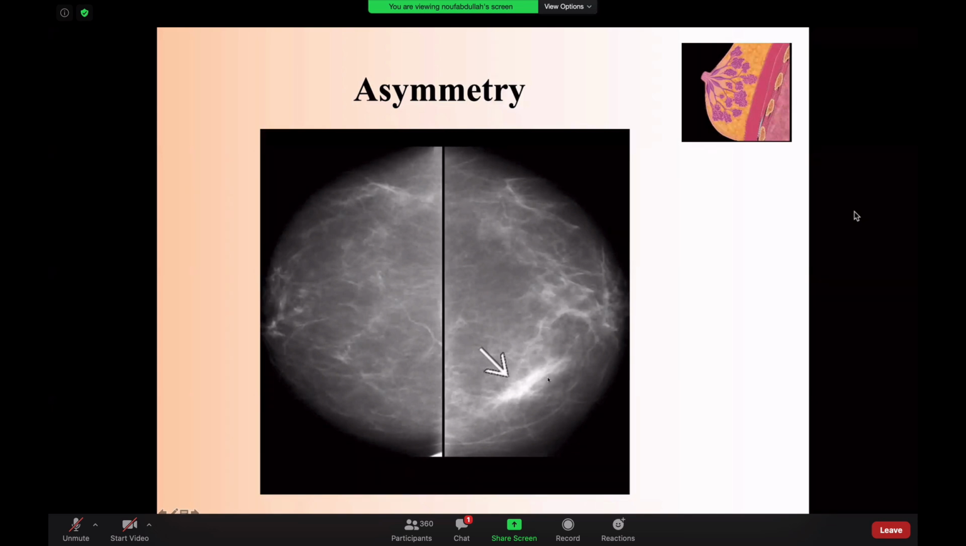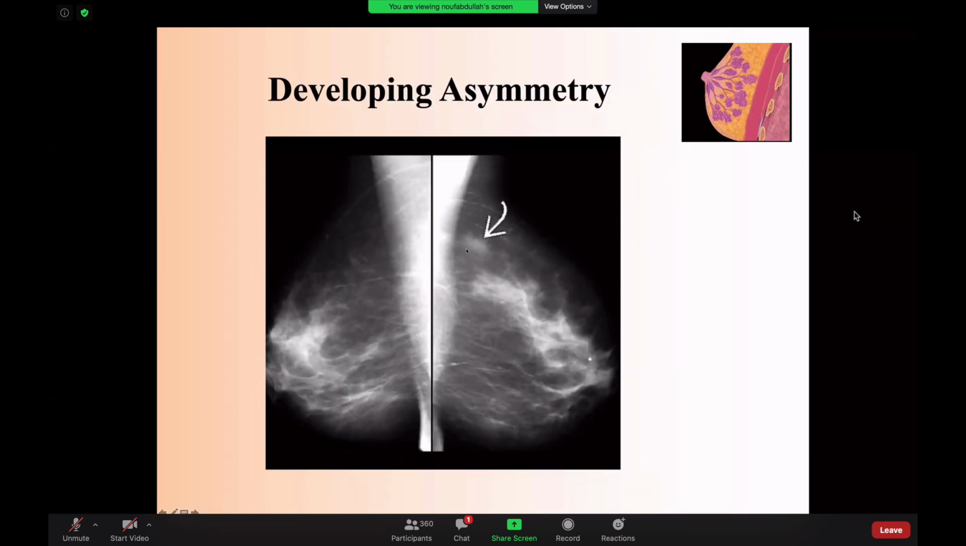As in this case, you have an area of asymmetry. I do the MLO and I don't see anything corresponding to this area, so I'm just dealing with asymmetry. Developing asymmetry is different. Developing asymmetry is when you have a previous mammogram, and you look here and see that there's something new on the new mammogram. Why is it important to understand the difference between global, focal asymmetry, developing asymmetry, or just an asymmetry?